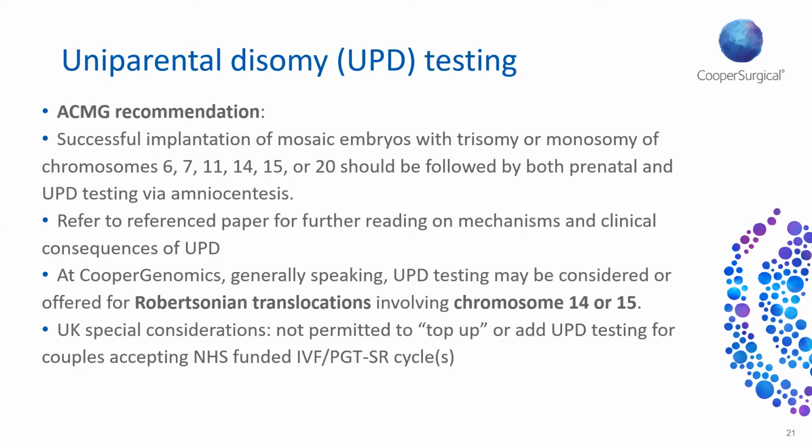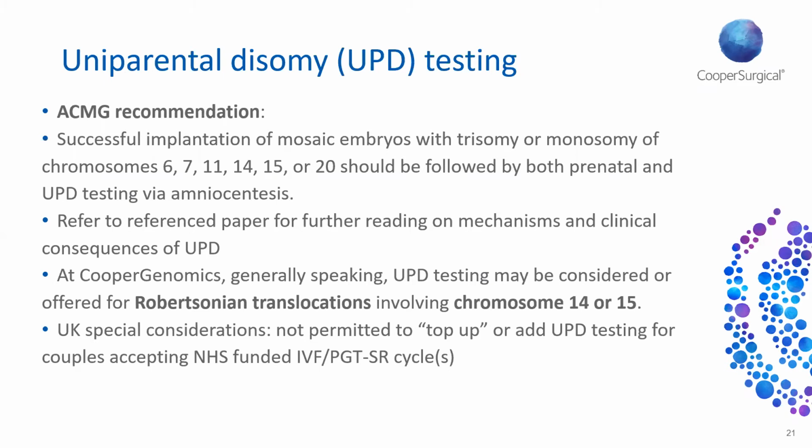So at Cooper Genomics, generally speaking, what we counsel and what we say is that we would consider UPD testing for a Robertsonian translocation involving chromosome 14 or involving chromosome 15. And if you have any other supporting evidence from either a consultant clinical geneticist in support of UPD testing, we would be happy to review that. But generally speaking, that's what we advise clinics.